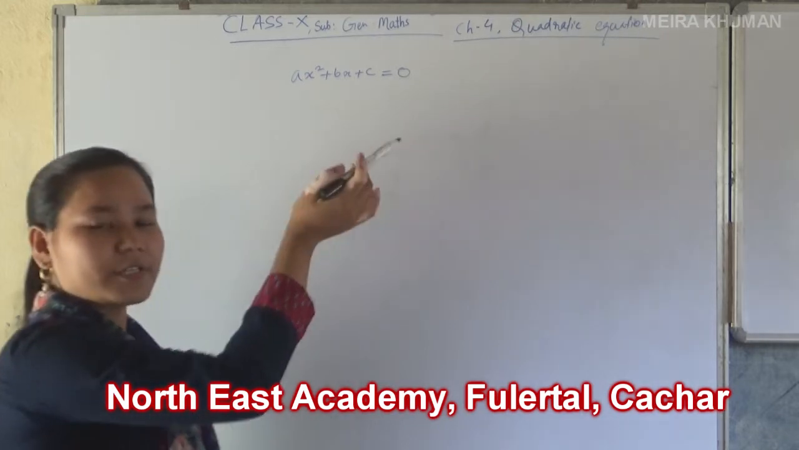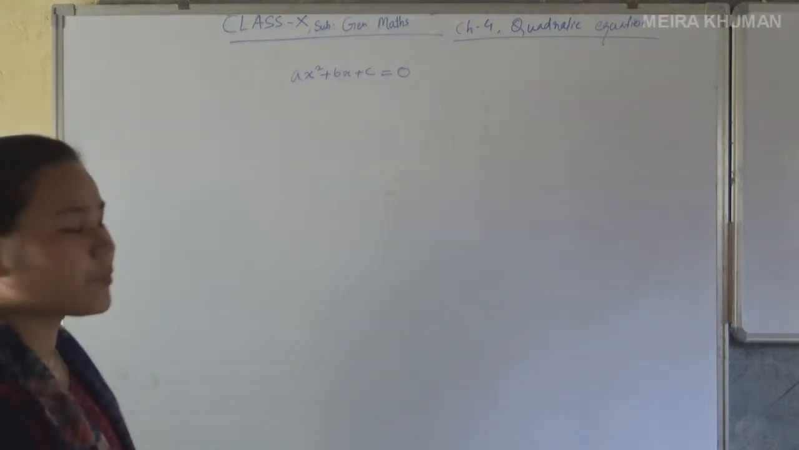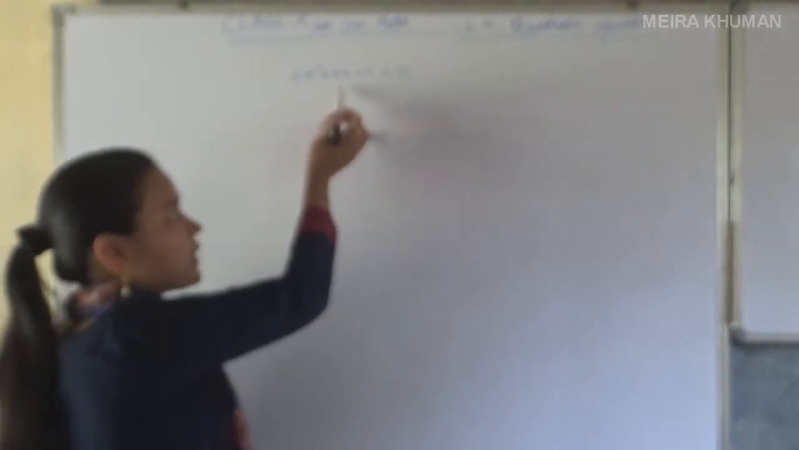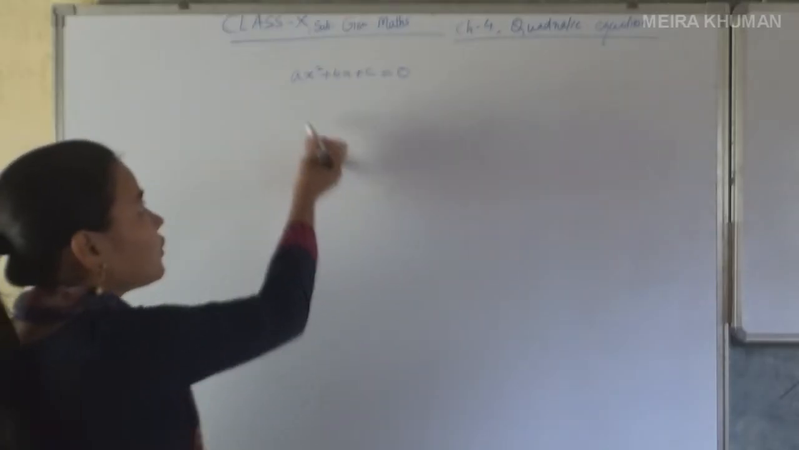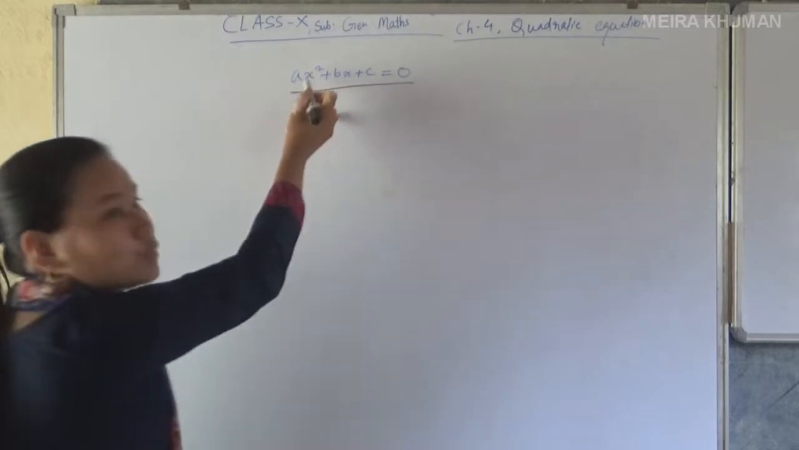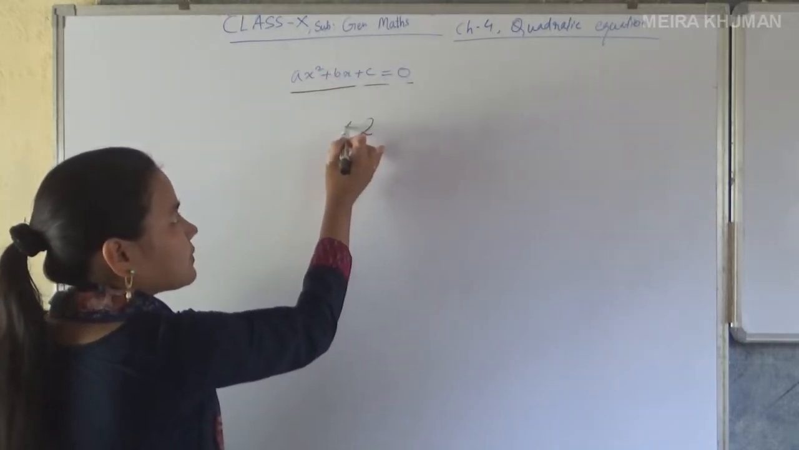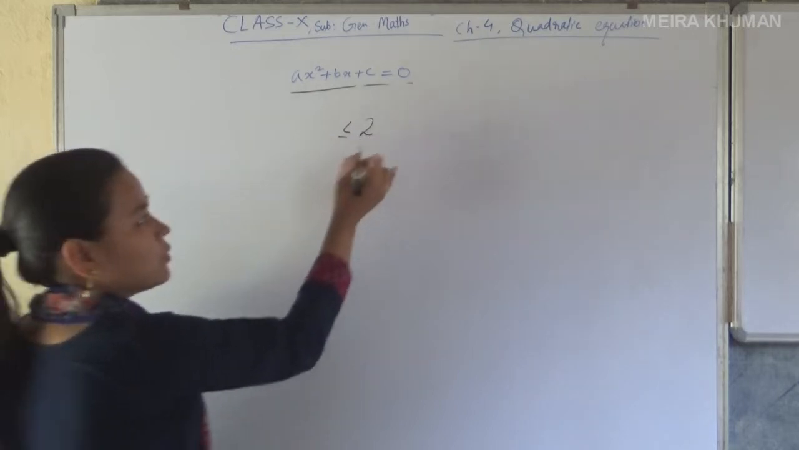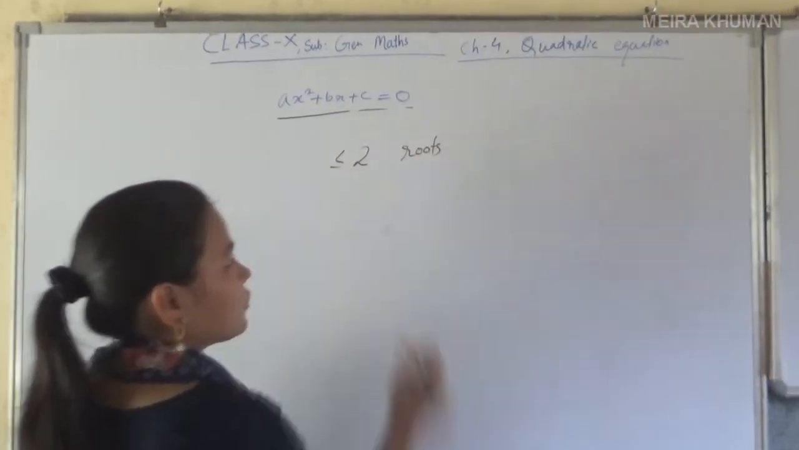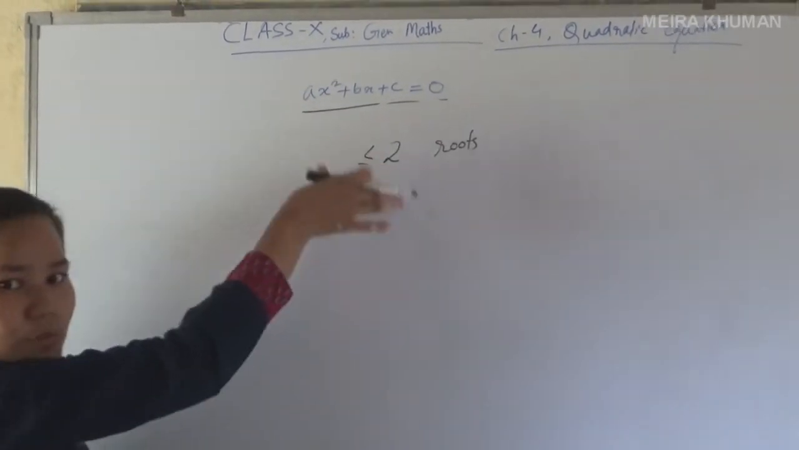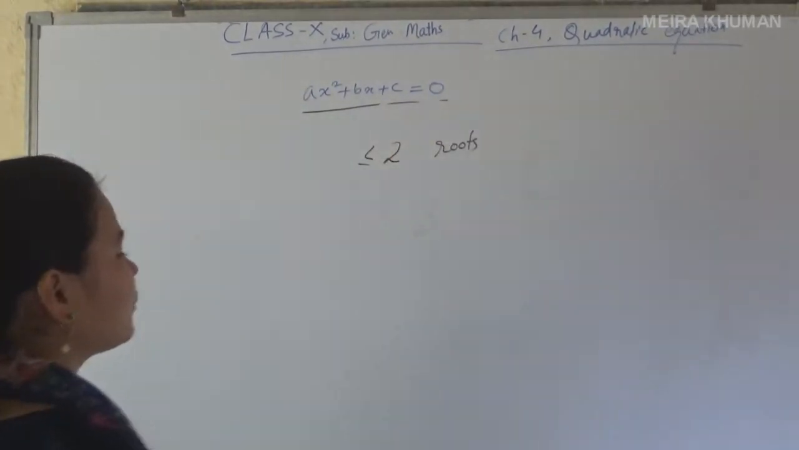Today I will start your exercise 4.2. This is your quadratic equation ax square plus bx plus c equal to 0. So here the degree is what? 2. So this quadratic equation has less than or equal to 2 roots. Because the highest degree is 2, it has 2 zeros or 2 solutions or 2 roots.